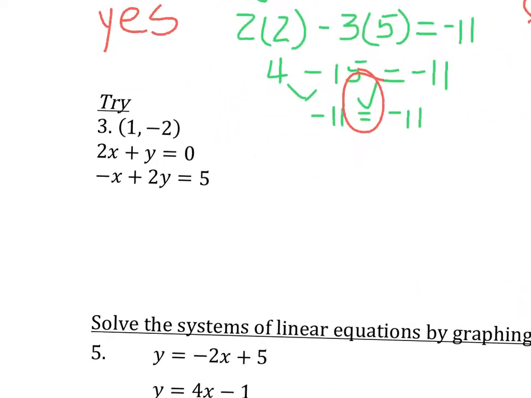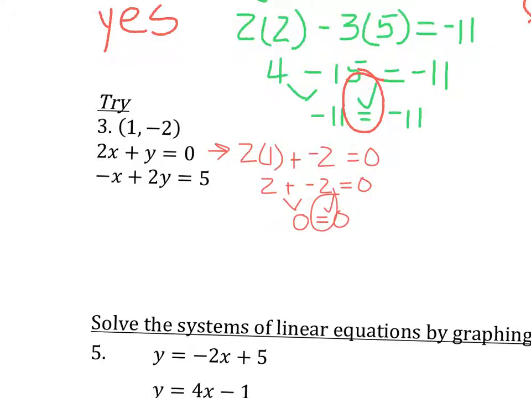All right, let's look at number 3. Okay. So plugging into my first ordered pair, 2 times my x value for my ordered pair is 1, plus y, the y value for my ordered pair is -2, equals 0. Okay, so 2 times 1 is 2, plus -2, bring down your equals 0. 2 plus -2 is 0, so I get 0 equals 0. That's a check, so I got 1 check mark.